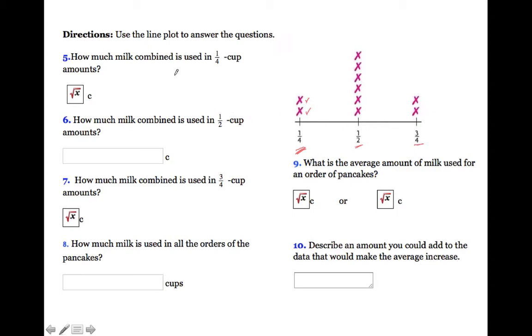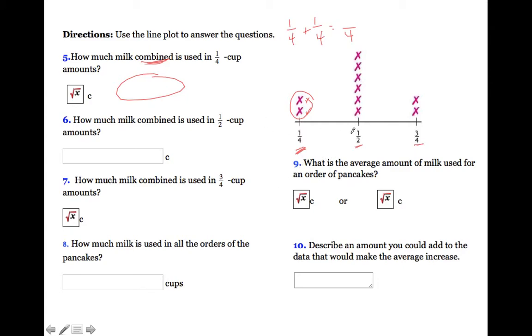And then for another order, they used 3/4 of a cup of milk, and that was twice. So the first question again, how much milk combined, which means to add, is used in the 1/4 amount. So there's 2 of them. Somewhere on your scrap sheet of paper, you're going to add those up. You've got the common denominator, so you don't have to change it. Add the numerator, and you're going to come up with your answer here in a simplified version, I hope.